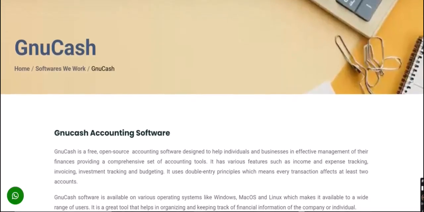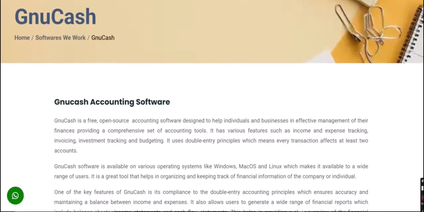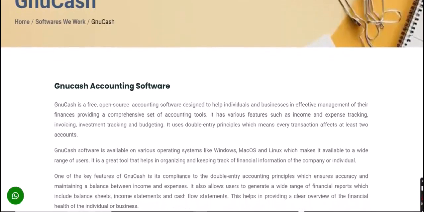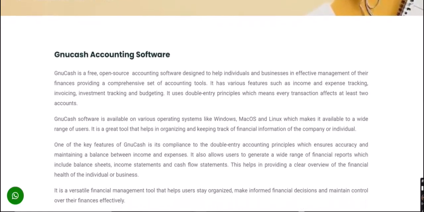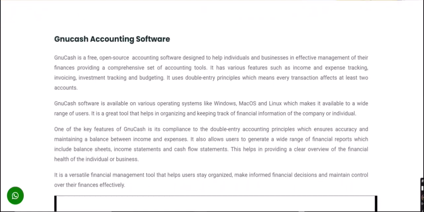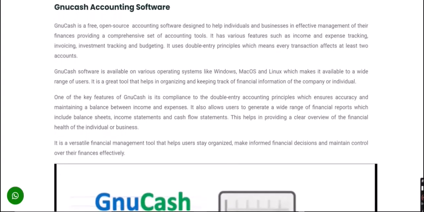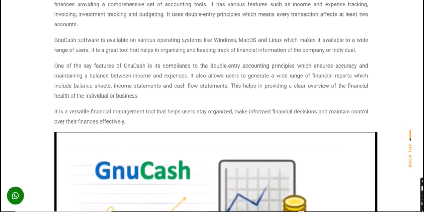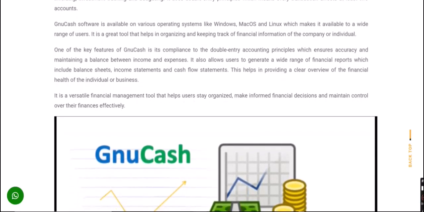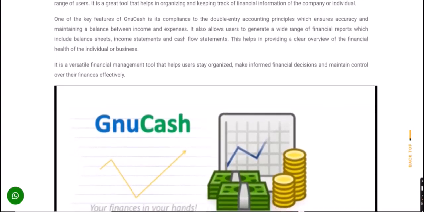Inventory management, basic for very small businesses with simple inventory needs. GnuCash can assist in tracking stock levels, though it's not a full-fledged inventory management system like those found in dedicated ERP solutions. Community support. As an open-source project, GnuCash benefits from an active community of users and developers. This means there are forums, wikis, and documentation available for support, although direct customer service is not provided.